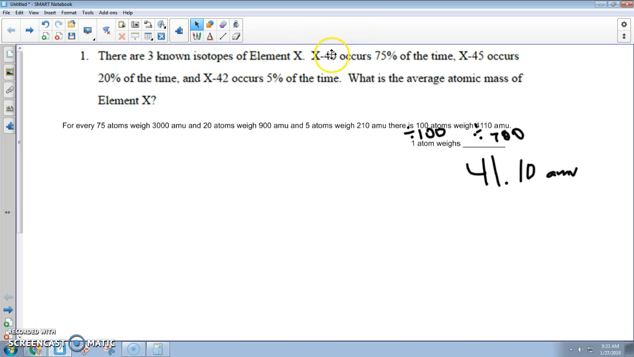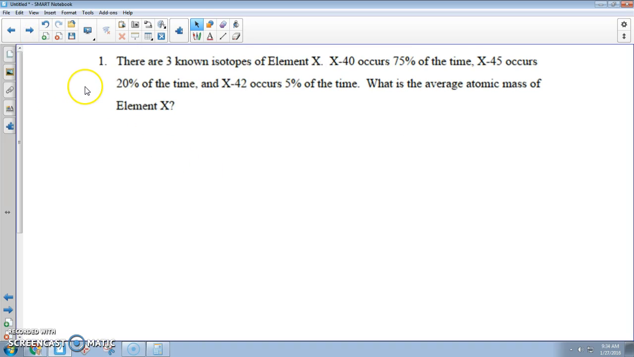Now, I can really easily check my answer because I know that my lowest possible value was 40 and my highest possible value was 45. So my answer definitely had to be in between 40 and 45, and it is. So that's one good way that I can check my answer. The other way is that my most common isotope, which 75% of the time weighs 40, is really going to heavily skew the average. Just like if 75% of the time you get a 40 on a test, that's not going to be so good for your grade. So the fact that it is much closer to 40 than it is to 45 also tells me that I did it right. Okay, now let's do it the other way.